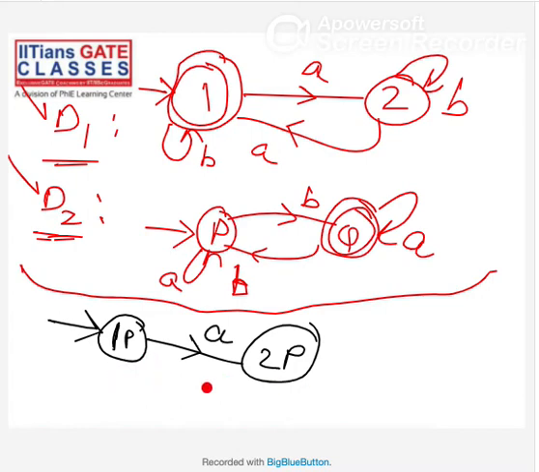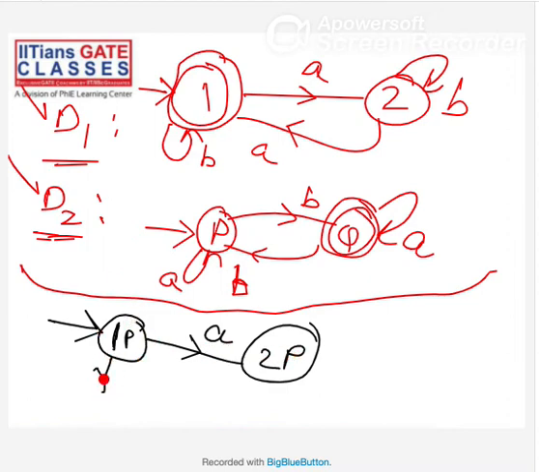Where will you start? You will start in the initial state of both automata. Now, once you have this initial state, you will make transitions on each input symbol. So now you are making a transition on the symbol A. Very easy: just find out where this 1 will go on A, where this P will go on A. This 1 will go on A to 2, this P will go on A to P. So from 1P on A you will go to 2P.